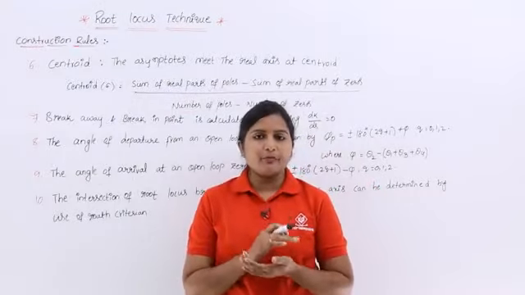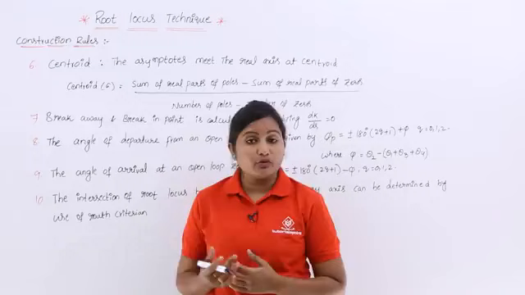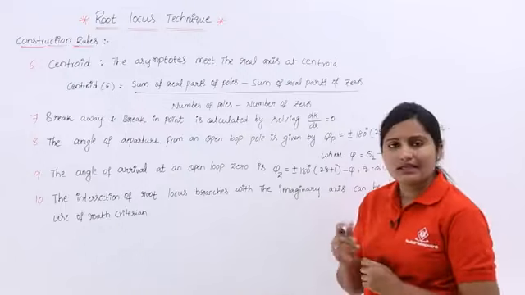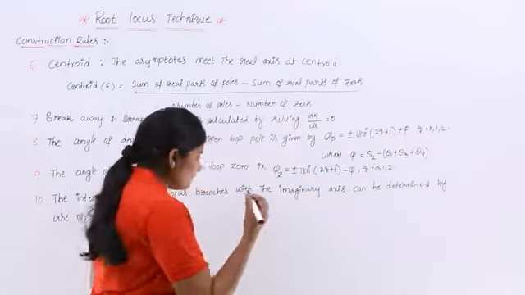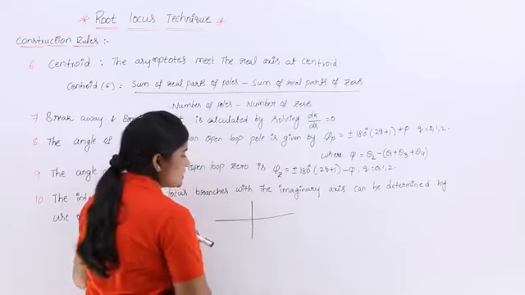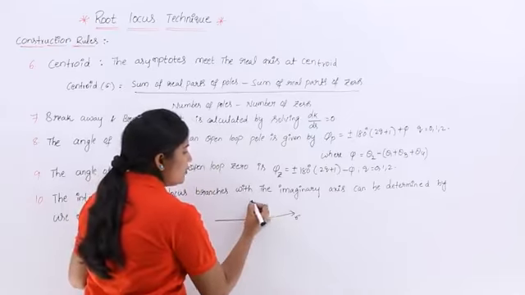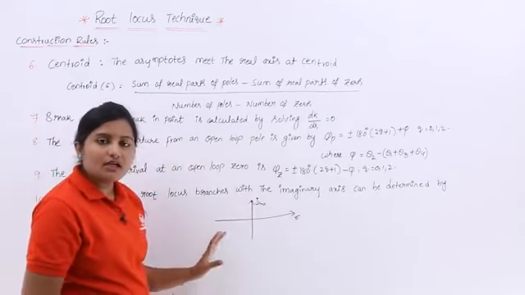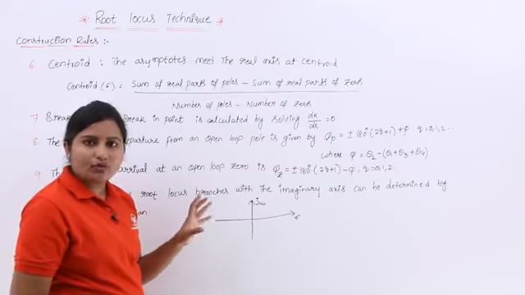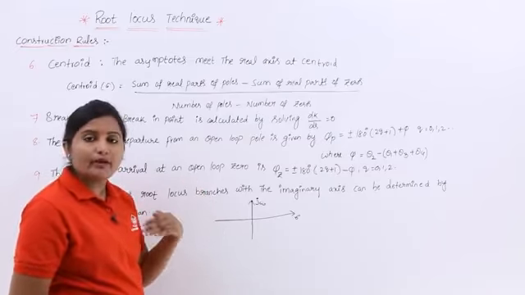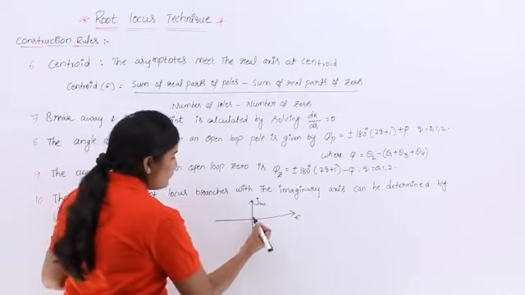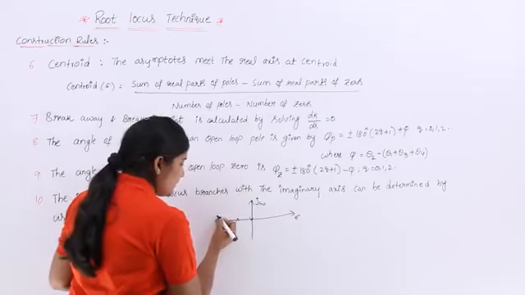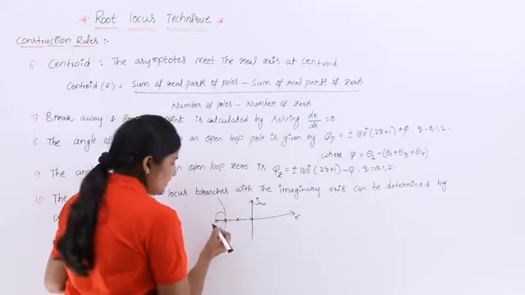In the previous 5 points, we discussed the construction rules for root locus. The root locus is symmetrical about the real axis. And always the root locus starts at open loop poles and terminates at open loop zeros or infinity. For example, if you have poles like this, it may start at any open loop pole, and it may terminate at a zero or it may terminate at infinity like this.